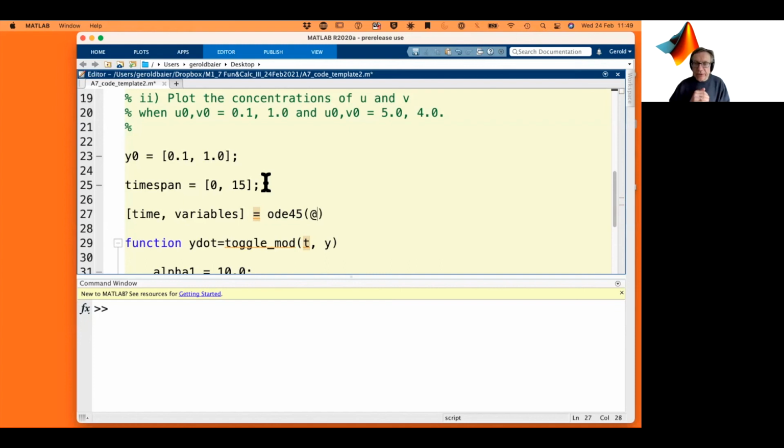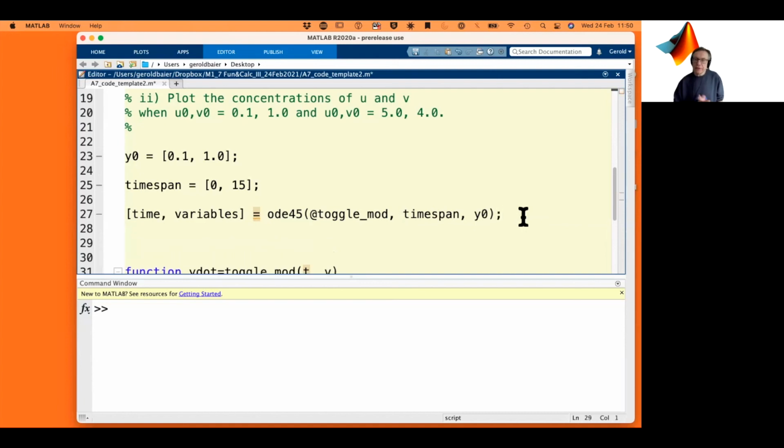So we do that with the @ sign. And the function is still here, so I can just copy and paste that. It's toggle mod. And then we need the time span and the initial conditions. Time span and the initial conditions were called y0. So that's all that we need for simulation. And then we get the simulation results. Remember to suppress that output because it might be hundreds of numbers showing up if you don't suppress it.